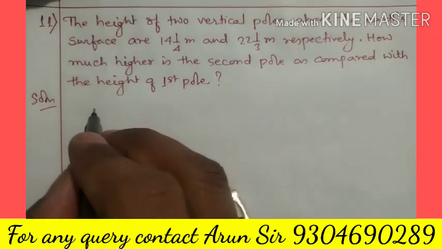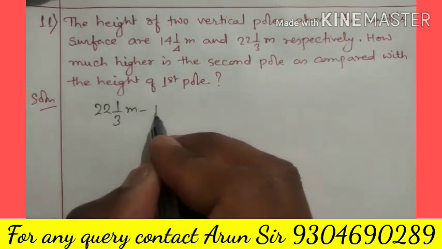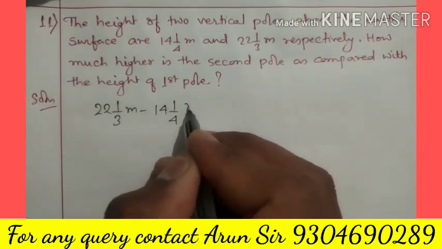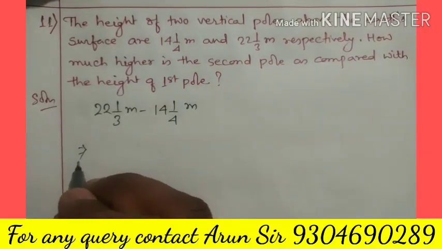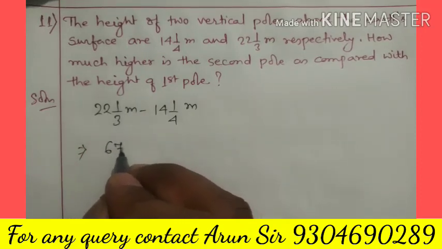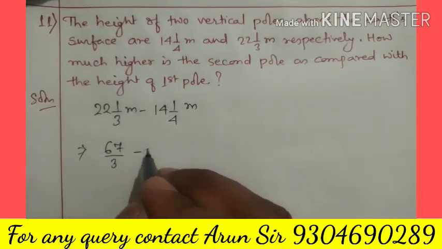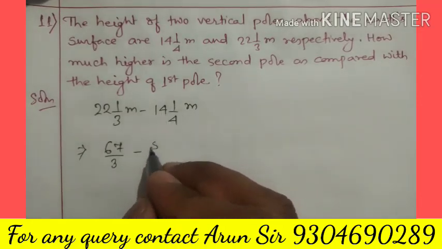How will we find it? 22 whole 1 by 3 meter minus 14 whole 1 by 4 meter. We have to find the difference, and for finding the difference we have to subtract. 22 times 3 is 66, plus 1, it is 67 by 3, minus 14 times 4 is 56, plus 1, it is 57 by 4.